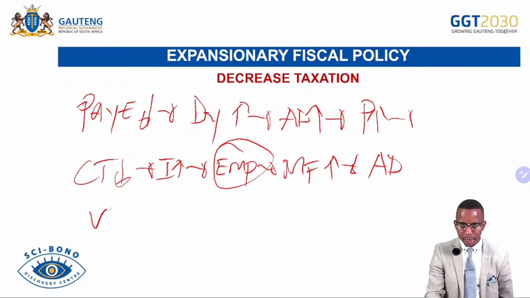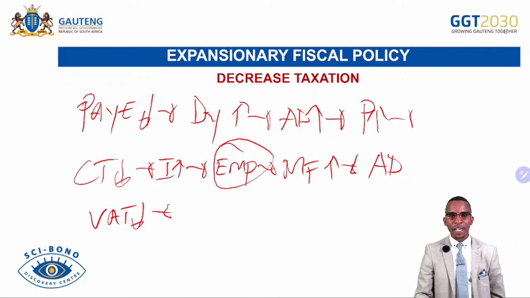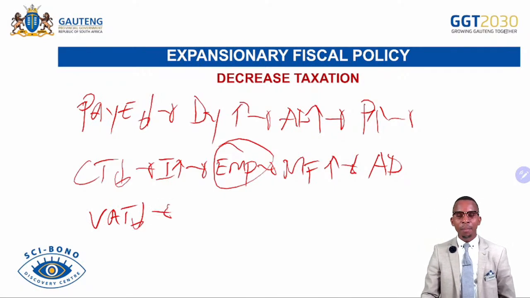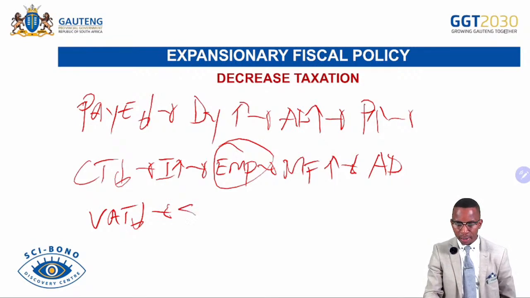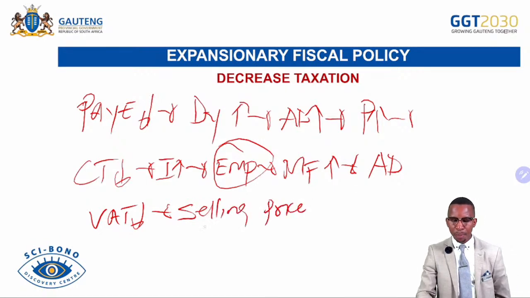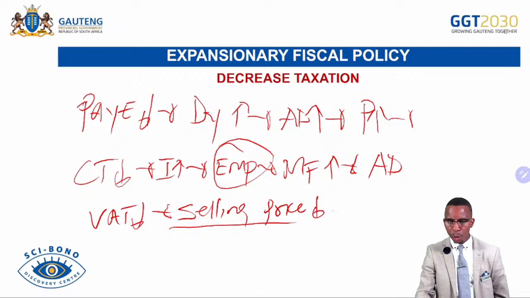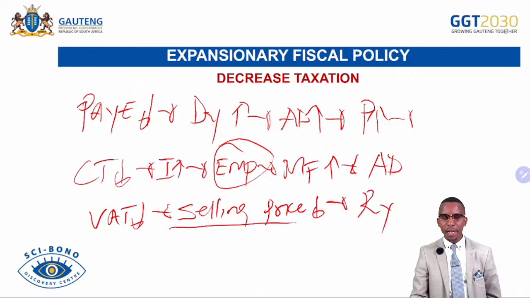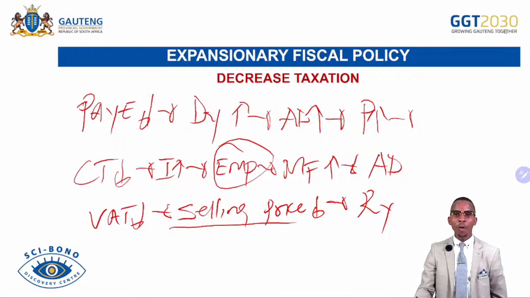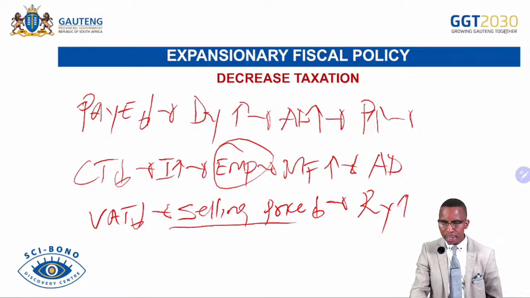If a VAT or value-added tax decreases, what will happen? The real income is going to increase. So before we go to the real income, the selling price of goods will decrease. Goods will be more affordable. And then real income will increase. Remember, real income refers to the quantity of goods affordable with the available income. So real income will be increasing in the economy.